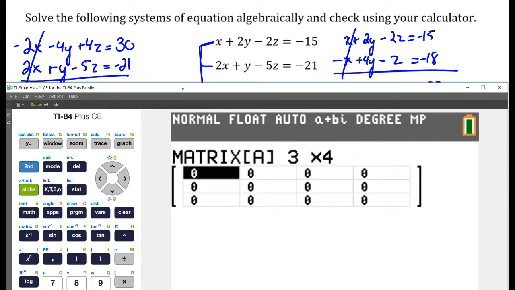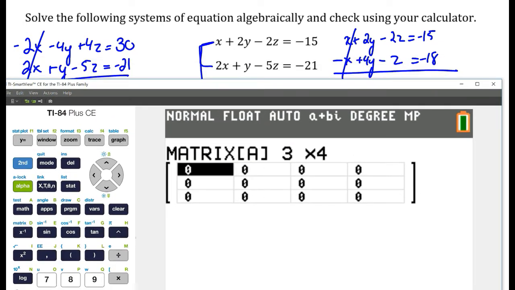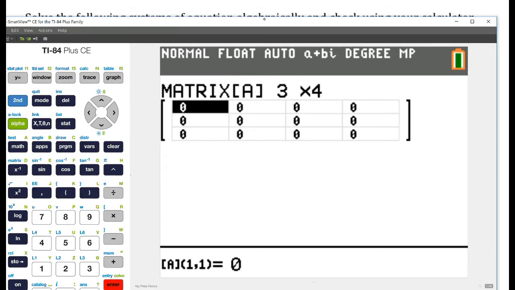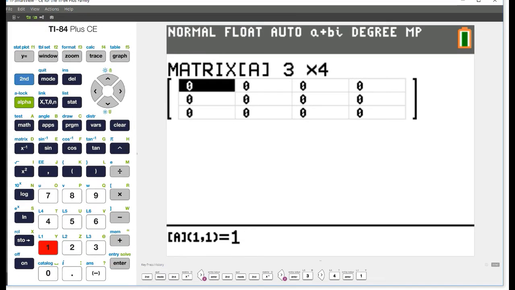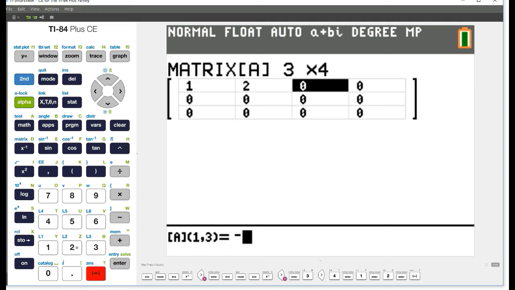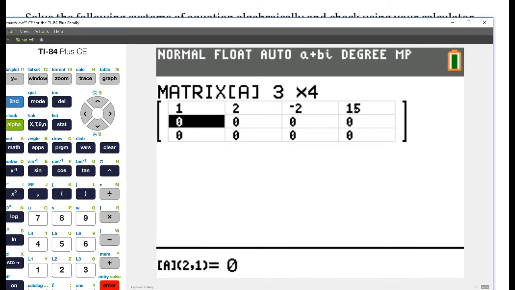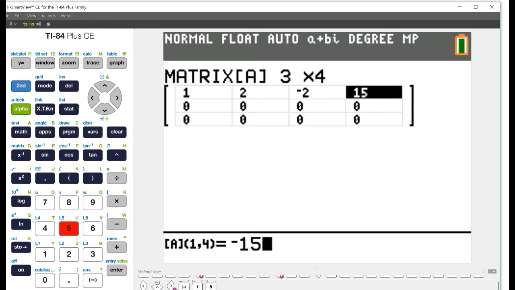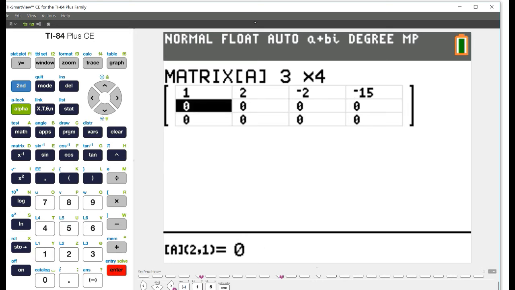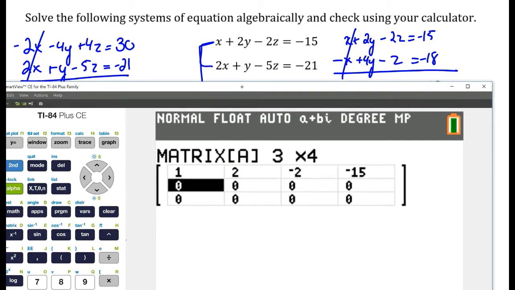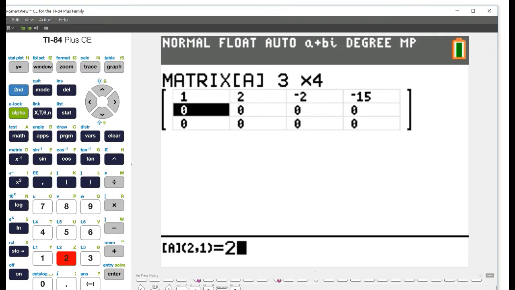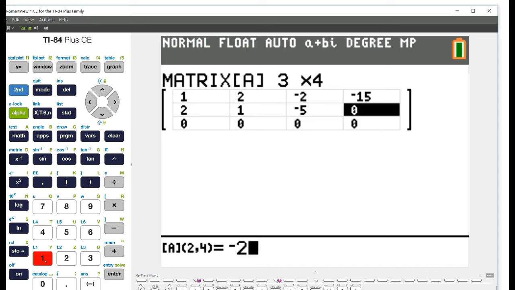So for example, that first equation I'm going to type in for the first row, 1, 2, negative 2, 15. Negative 15, I need to change that too. So let's go back up over there and change that to negative 15. Now I type in the next row. The next row is going to be 2, 1, negative 5, negative 21.